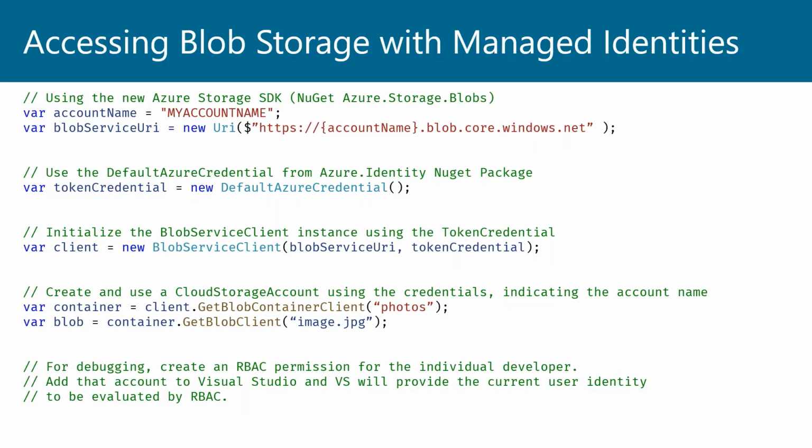Then inside of my code in my web application, I would go ahead and add some code for accessing my blob content. First thing I would do is prepare a URL to access the blob storage. In this case, it would be intellipix.blob.core.windows.net, whatever your Azure account name. I would use a default Azure credential.